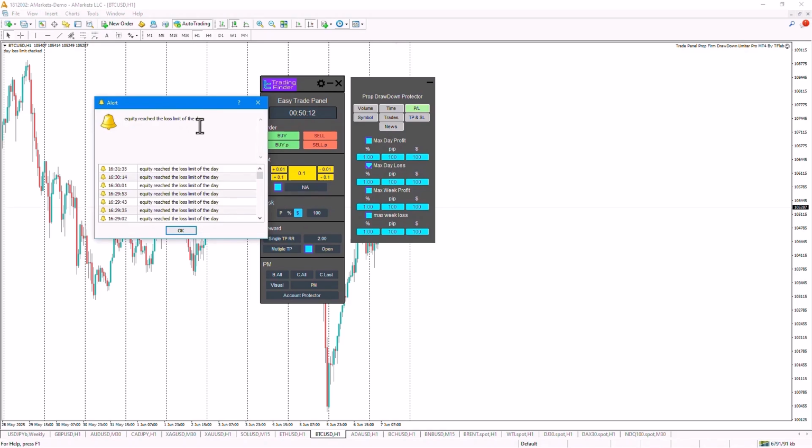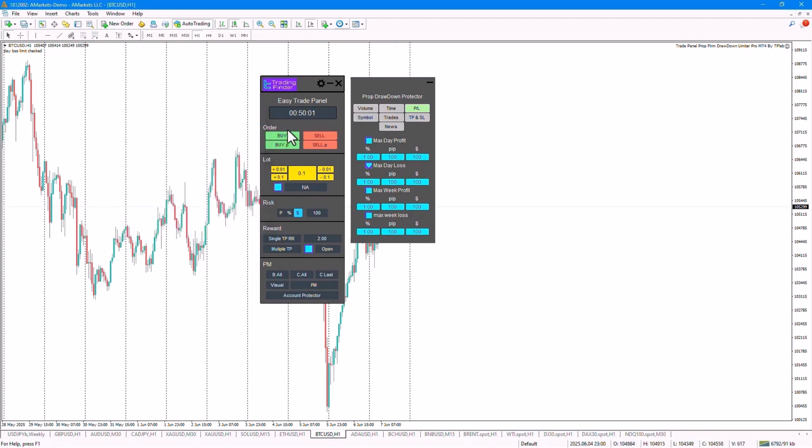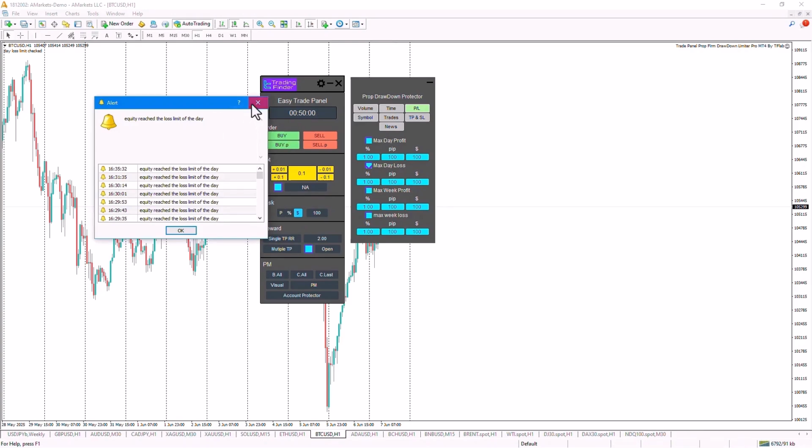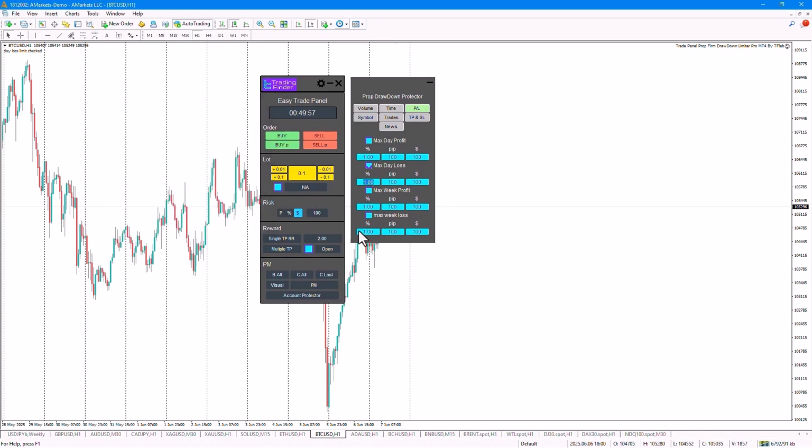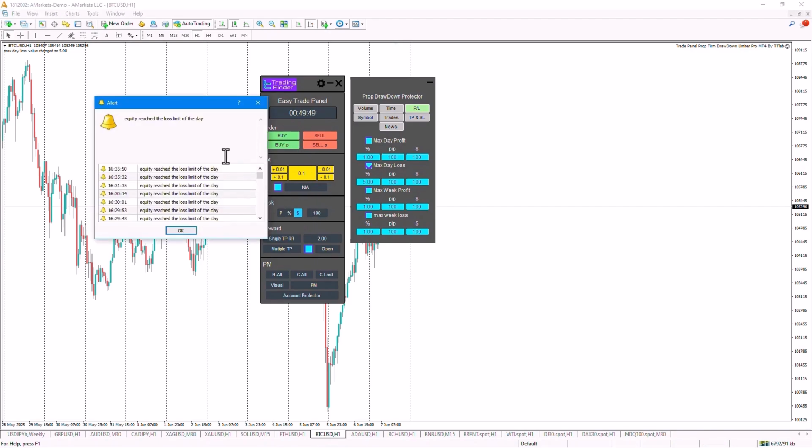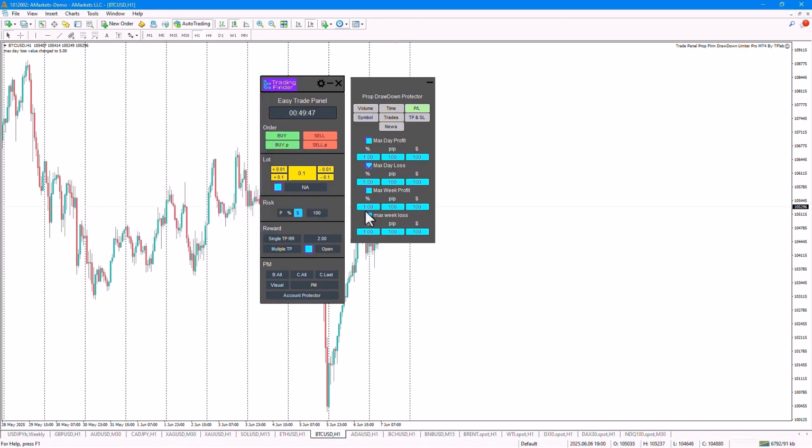In this warning, it tells me that I have reached the maximum daily equity stop loss for my account, and it does not allow me to enter a trade. If I change the value of this option, for example, set it to 5% of my balance, I will still receive the same warning. This is because I need to set the parameters for all three items here.